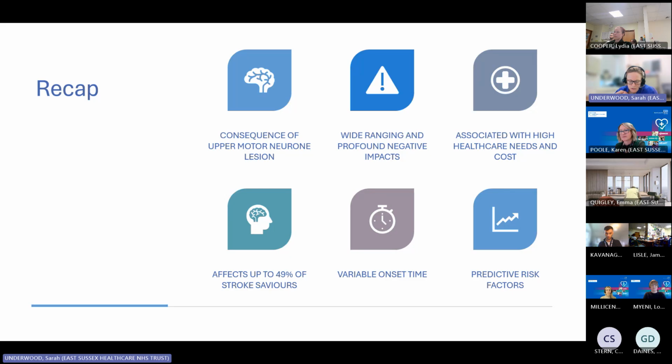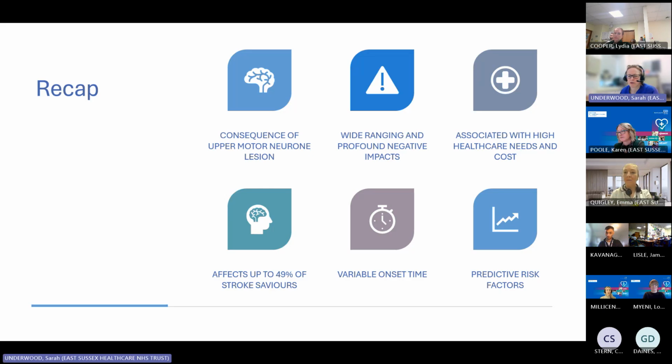So we talked about how spasticity was a consequence of upper motor neuron lesions, and it has wide-ranging and profound impacts at a personal level, social and economic level. It's associated with a reduction in quality of life, increased dependency, higher carer burden, and higher healthcare needs and costs than stroke survivors without spasticity. We also know it affects up to 49% of stroke survivors, with 18% experiencing severe and disabling spasticity. So most definitely a consequence of stroke we should be assessing and managing.